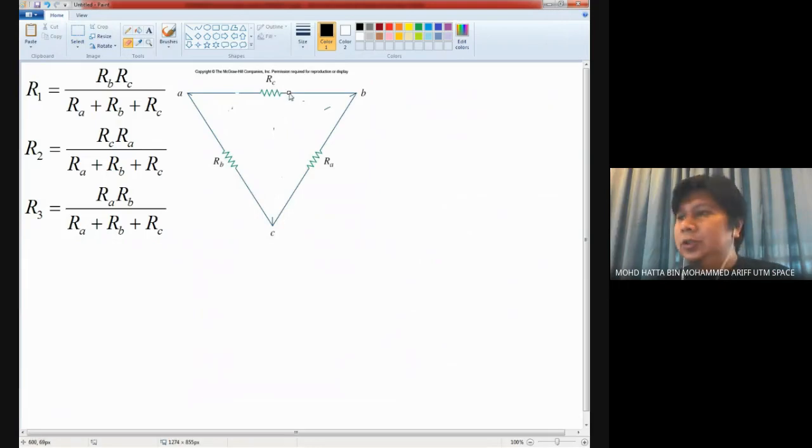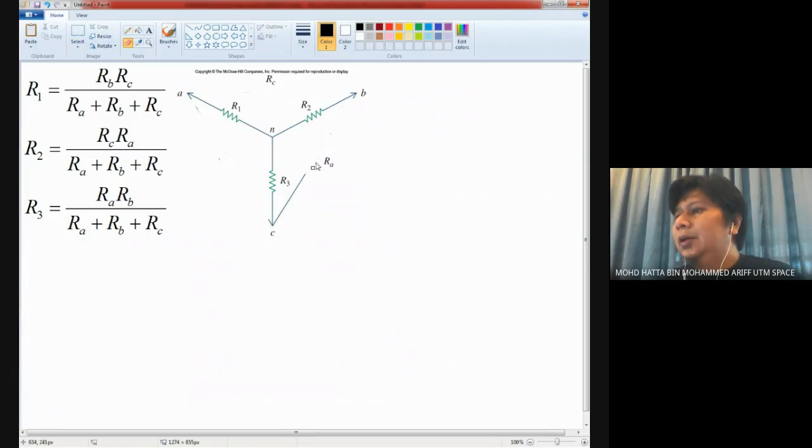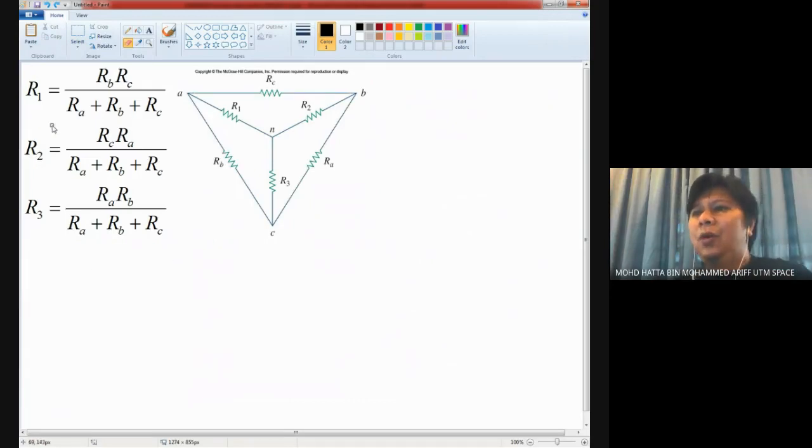And what we're trying to do is convert this delta connected element and try to arrange our elements to become like this. This is what is known as delta to Y transformation. We try to change our delta connected circuit so that the three elements which were earlier connected in delta will be connected in Y connection. Okay. And here is the formula to do that.